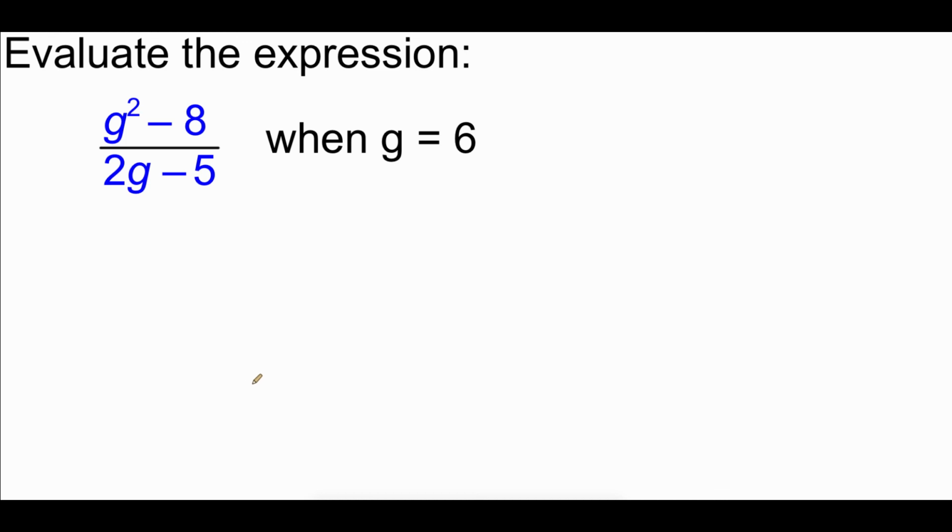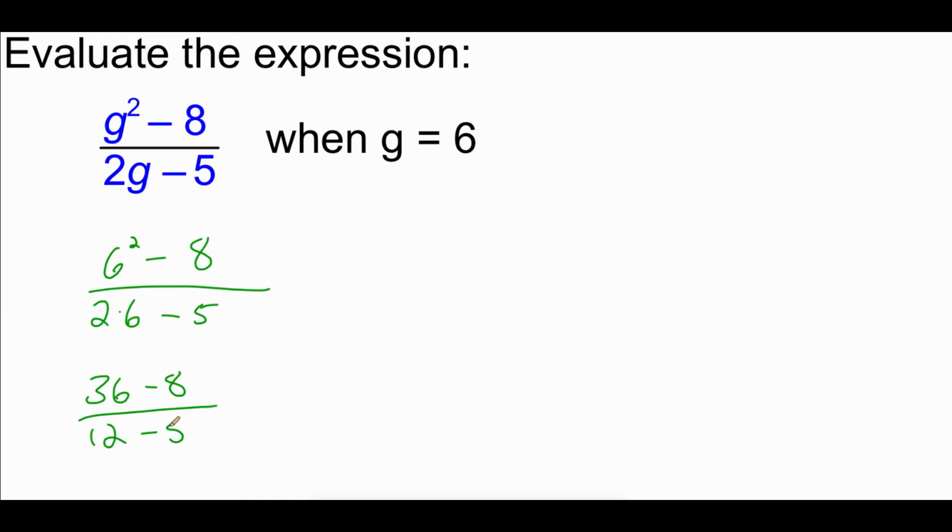I've thrown a lot of examples at you, but this is the last one, I promise. We're supposed to evaluate the expression g squared minus 8 over 2g minus 5, and we're going to use a g value of 6. So we're going to start by replacing both of those g's with 6. So we're going to have 6 squared minus 8 over, remember this is multiplication, so 2 times 6 minus 5. So if we start on the top, 6 squared is going to give me 36 minus 8 over, now I can do this multiplication on the bottom, 2 times 6 is 12 minus 5.